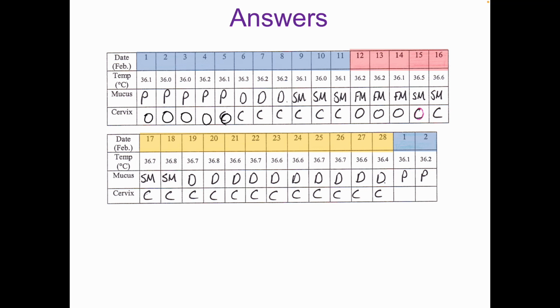Okay. For the cervix, open for days 1 to 5 because that is her period, closed again up until day 11, open round about ovulation, and then closed from days 16 right the way through to day 28. Okay. The blue from days 1 to 11 represents the follicular phase. 12 to 16 represents potential days for fertilisation, and then the yellow represents the luteal phase.